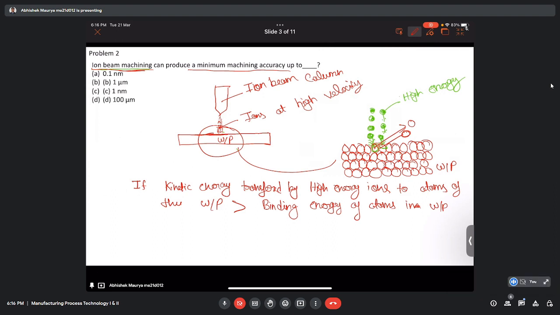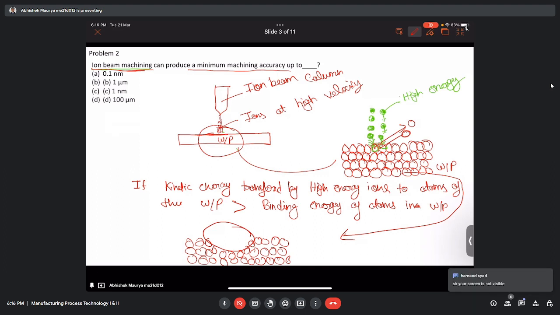So how will it look? Suppose after a few collisions, what will happen? It will look something like this. We can see the atoms of the workpiece in this region have been removed because of the collision, and this process is called sputtering.